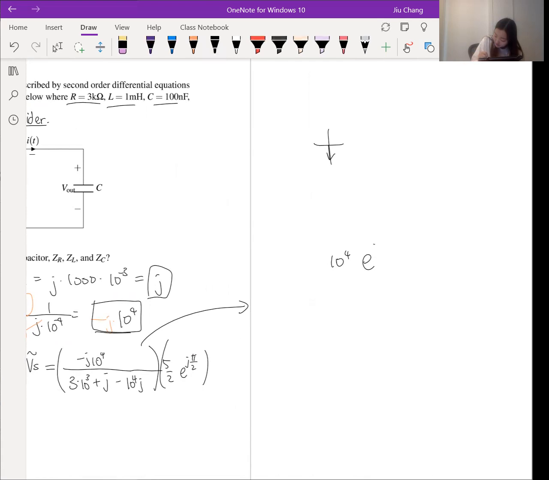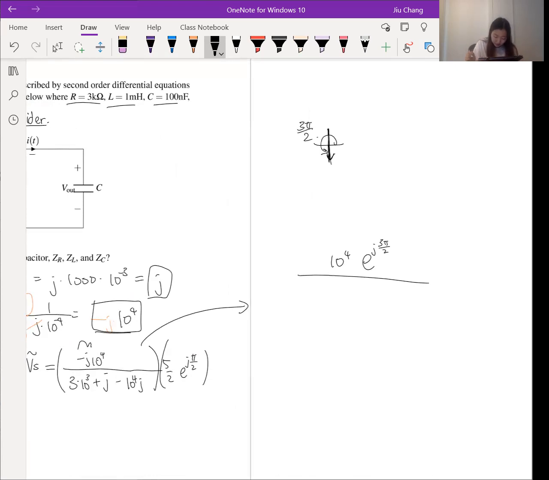J 3 pi over 2. This is the phase, J3 pi over 2. And we have an arrow here because it's a negative J. So that's purely imaginary, which is why it's in the imaginary axis.